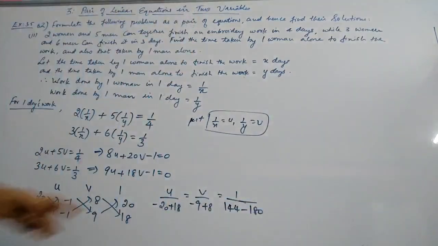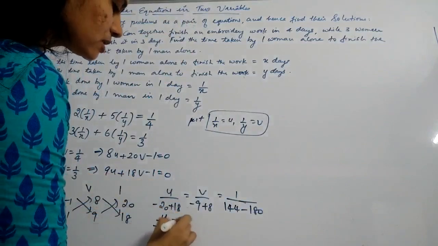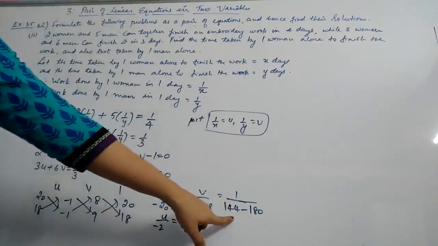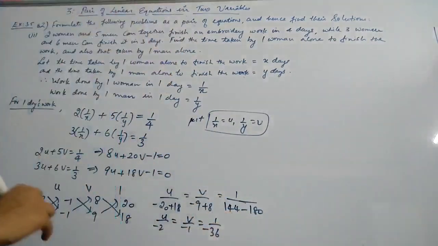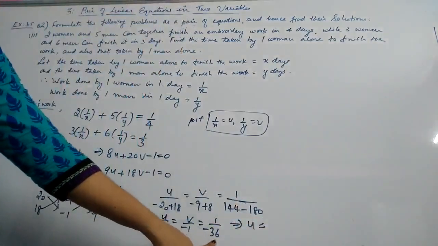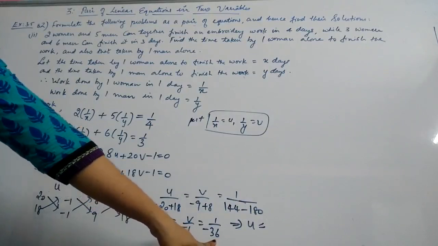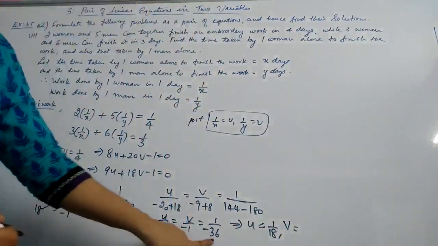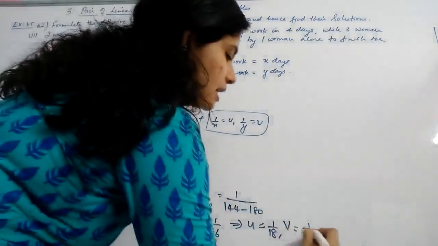So here you are getting u divided by minus 2 is equal to v divided by minus 1 is equal to, here you will get negative 36, so 1 by minus 36. If you equate these, you will get minus 2 by minus 36 as your u, or 1 by 18 is u. And v, by comparing these two, you will get 1 by 36. The negatives get cancelled and you will get v as 1 by 36.